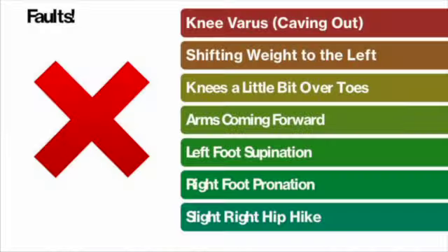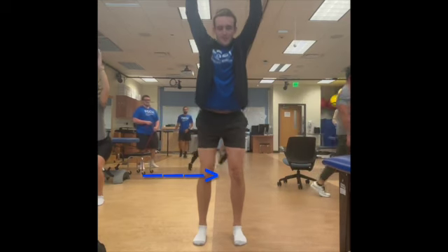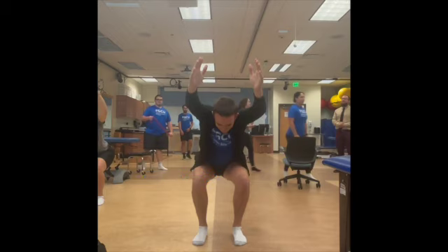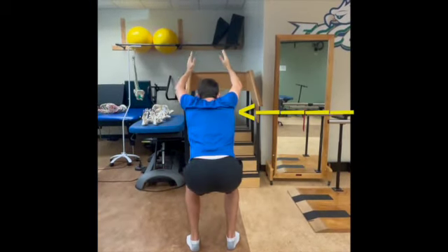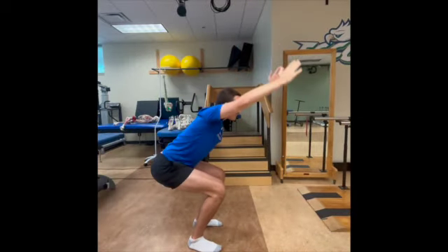There were 7 faults noticed while the client was doing the squat. The first one that we noticed was a slight knee varus of the left knee, which was caving out during the down portion. While going down, the client also shifted weight to the left. The knees were a little bit over the toes.